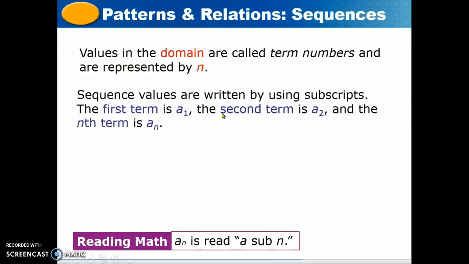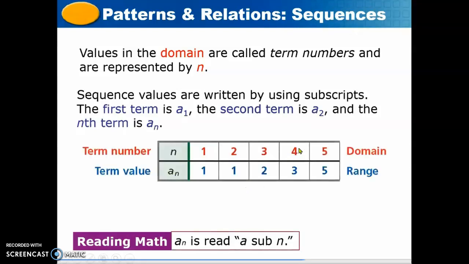Domains, the term numbers, and then the terms themselves are, this would be first term, this would be second term, this would be nth term, and I would read that a sub 1, which means what is the first term. A sub 2 means what is the second term. So if I have this sequence right here, 1, 1, 2, 3, 5, this is a famous sequence, which we'll be looking at more on Thursday.